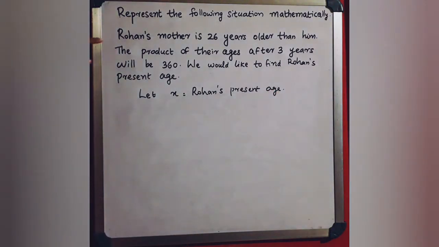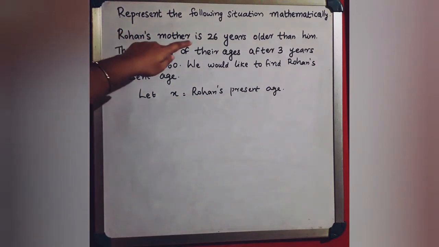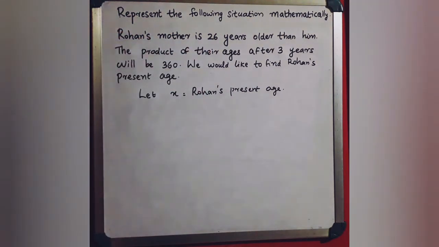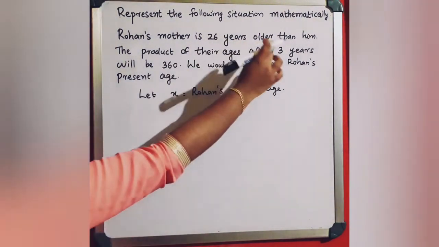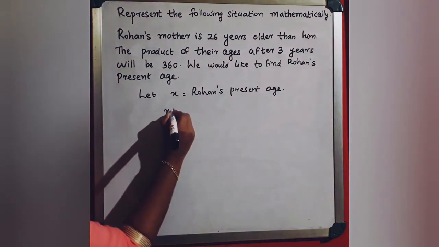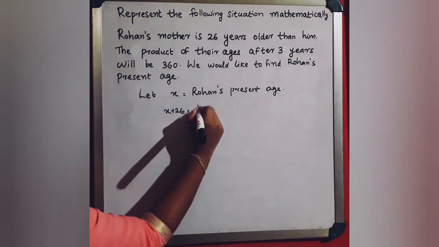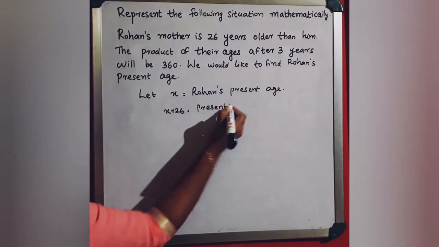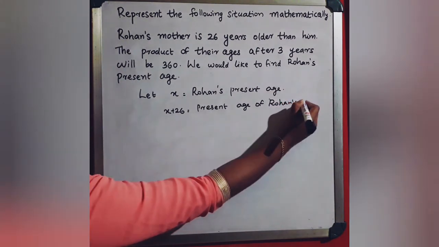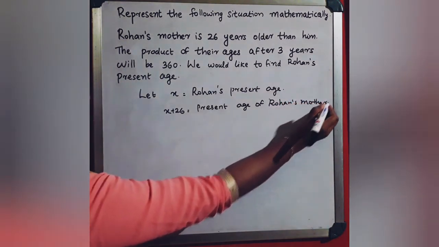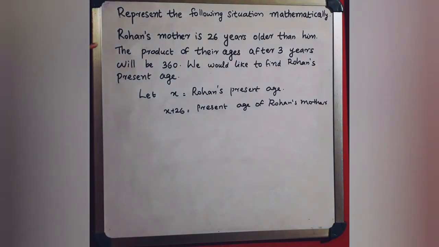Now, Rohan's mother is 26 years older than him. Then what is the present age of his mother? It is 26 years older than him. That means x plus 26 is the present age of Rohan's mother. Rohan's age is x, but Rohan's mother is 26 years older than him. That means the age of Rohan's mother is x plus 26.